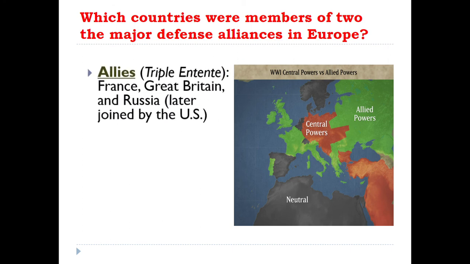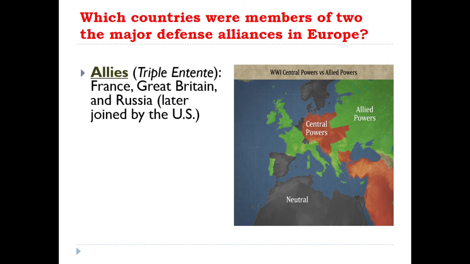The three countries that were members, the big three that were members of the Allies, which was also called the Triple Entente, were France, Great Britain, and Russia. So everything you see in green on this little map. That is the side the U.S. will join with. Now remember, the war breaks out in 1914. The U.S. will not join until 1917. Americans had many reasons for being against this war, for trying to stay out of it, and we'll get to that a little bit later on.